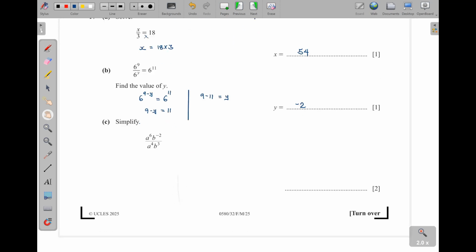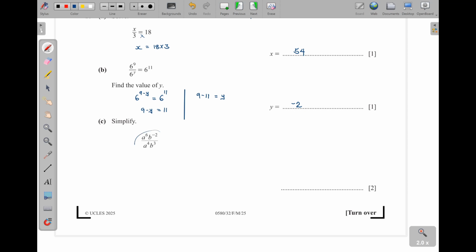And then part C, simplify this one here. So since it is division, we subtract the powers. So we shall have A, then 6 minus 4, then times B, here it is minus 2, then minus these 3 here. And then we shall have A power 2, then times B power negative 5. I can write my answer like this, or I can write it as A squared over B power 5. I can take this one down, okay? So just like that.